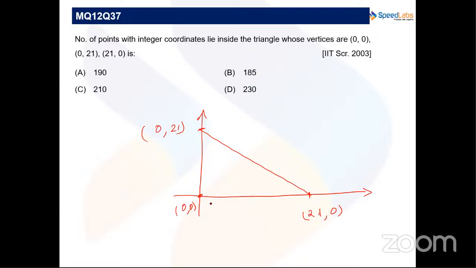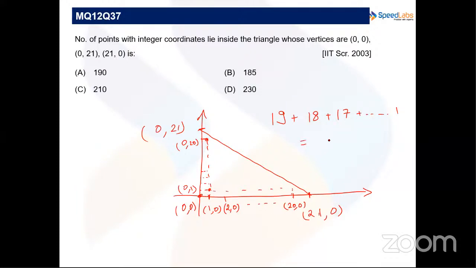Okay. So let's see. We have to find all the coordinates. So this will be 1 comma 0, 2 comma 0, and so on up to 20 comma 0. So for 1 comma 0 we can go up to 0 comma 20. This coordinate will be 1 comma 1, 1 comma 2, 1 comma 3, 1 comma 4, and so on up to 1 comma 20. So how many options we are having here? So we are having 19 options here. Then again for this we will be having 18, 17, and so on, up to for 20 we will be having only one option.